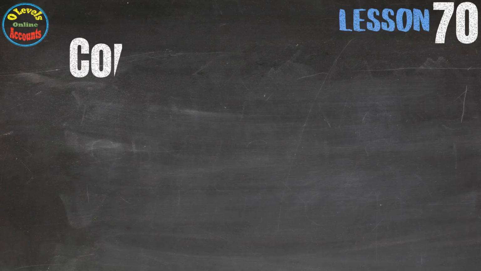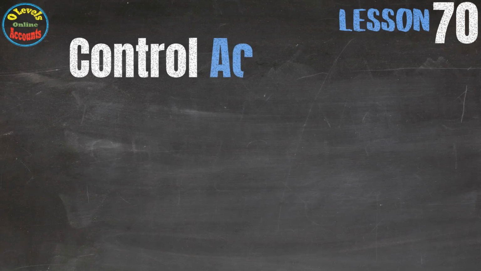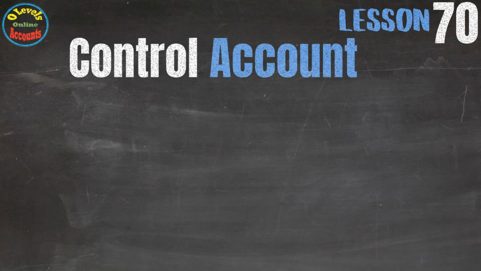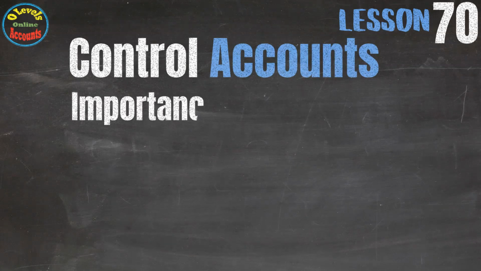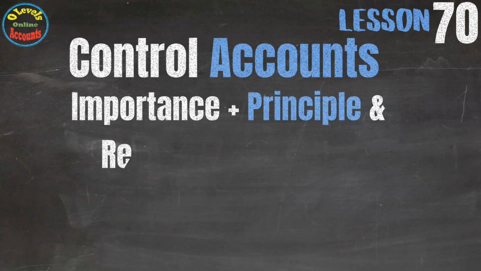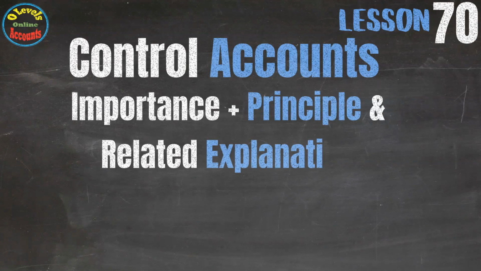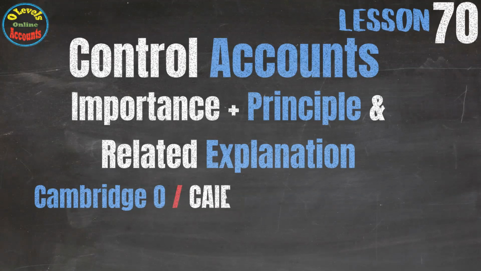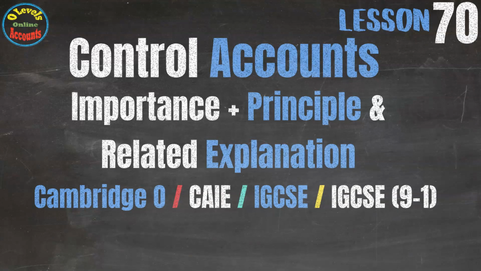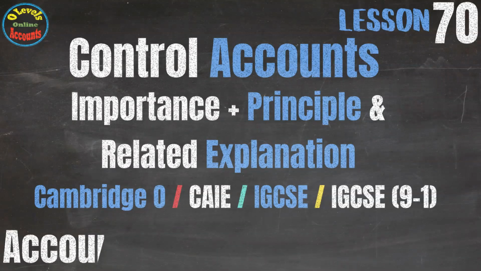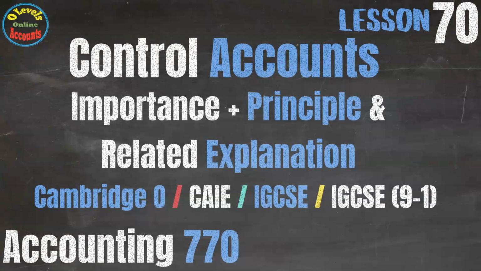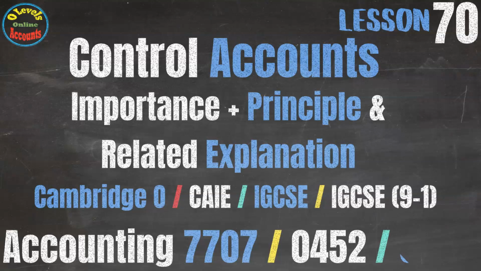In this video, we will discuss the control account, importance, principle, role of subsidiary ledgers, advantages and uses. This video series is helpful for those students who are appearing in Cambridge O-Level upcoming exams, either in June or November, through CAIE or IGCSE or IGCSE 9-1, for accounting 7707, or 0452 or 0985. Let's begin with the lesson material.